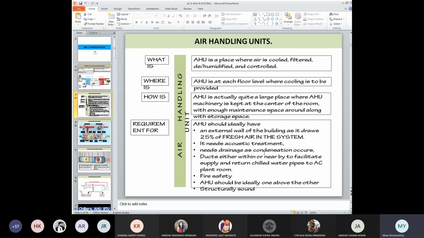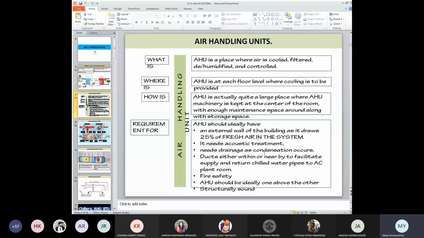Ducts either within or nearby to facilitate supply and return chilled water pipes to the AC plant room. So generally, as I said prior, if I have an AC plant room, I will want my AHU to be right above the other. That would be the ideal situation. It's like having toilets one above the other. That would be the ideal position. But suppose by design it is not possible, or whatever.